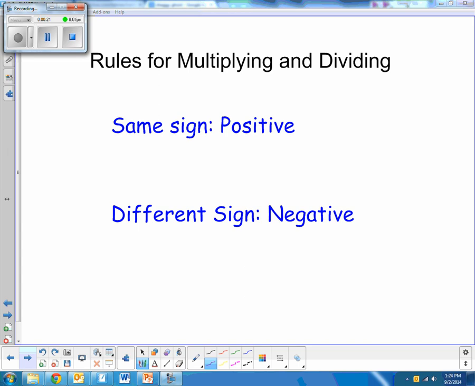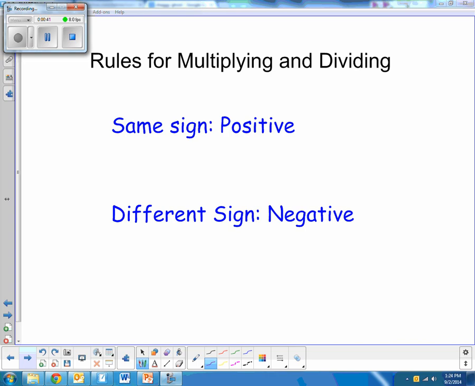For multiplying and dividing, if they have the same sign, both positive or both negative, the answer is positive. If they have different signs, one positive, one negative, the answer is always negative. So much easier to remember. However, confusing them with the addition rules is the hardest thing. So be very careful that you're not mixing and matching your rules.